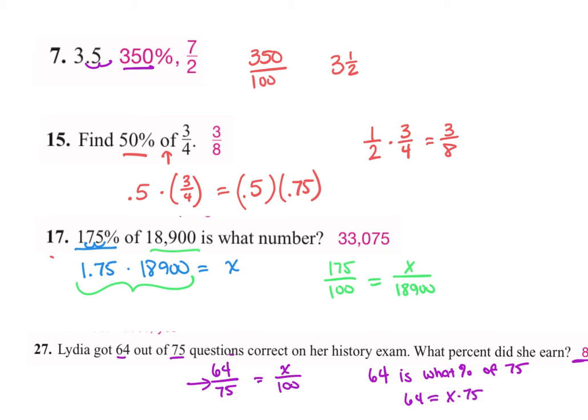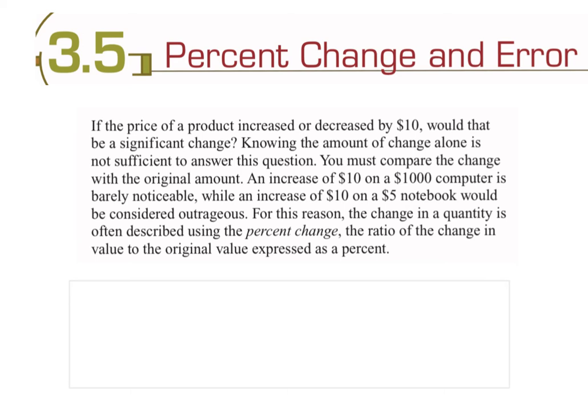Hopefully you're used to this because this is how I put it on all of your tests and quizzes. I give you a fraction and then I give you a percentage, and all I do really to calculate that is divide. The first thing they say here is just like a scenario. If the price of a product increased or decreased by $10, would that be a significant change? Knowing the amount of the change alone is not sufficient to answer the question. Why? Well, what was the original amount?